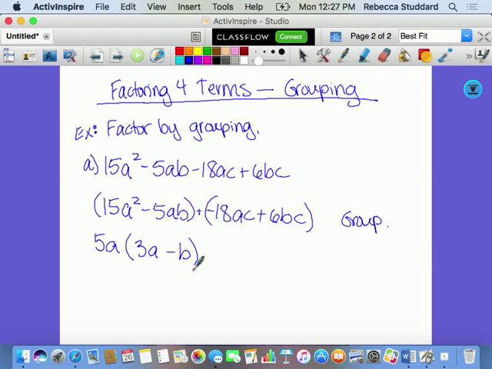And then we're going to do that on the second set. What's the GCF of the second set? 6C, but because our leading term in this group is negative, we're going to factor out a negative 6C. And look what that leaves you with. 3A minus B. And that was factor out the GCF of each group.